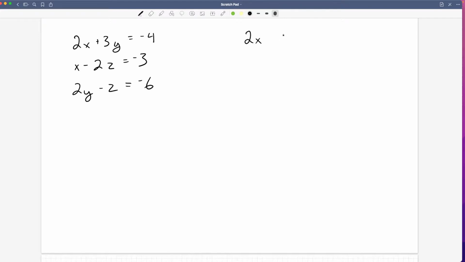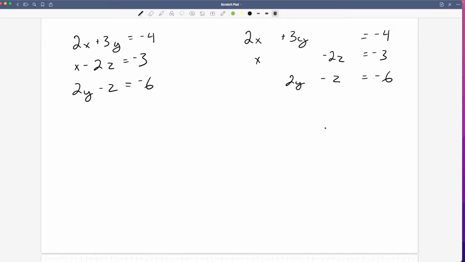So I have 2x plus 3y, and there's no z, and that equals -4. Now I have x minus 2z, and that equals -3. And then I have 2y minus z is equal to -6.